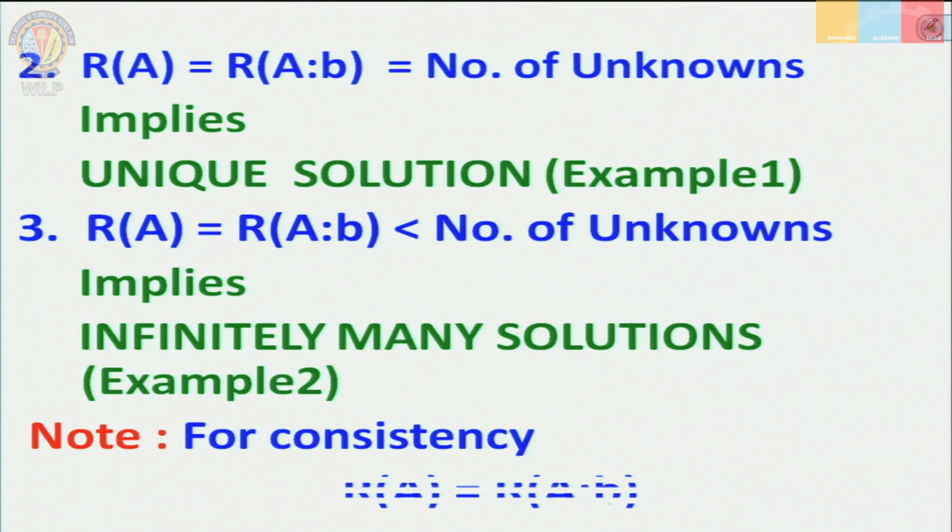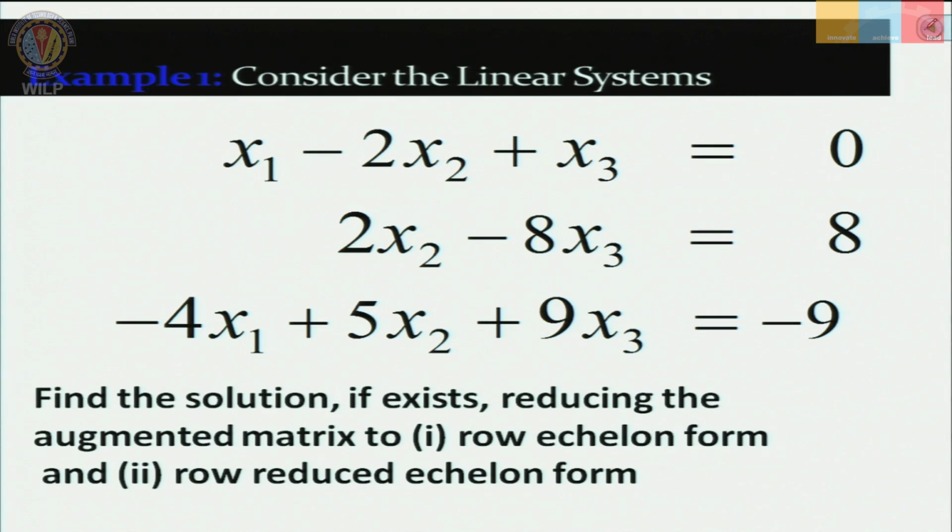So, for consistency, what we have seen is that row rank of A must be equal to row rank of the augmented matrix, and if this is equal to the number of unknowns, then solution is unique, and if this is less than the number of unknowns, we will get infinite number of solutions. When row rank of A is not equal to row rank of the augmented matrix, system is inconsistent, and therefore, the solution does not exist. Let us see one example here.